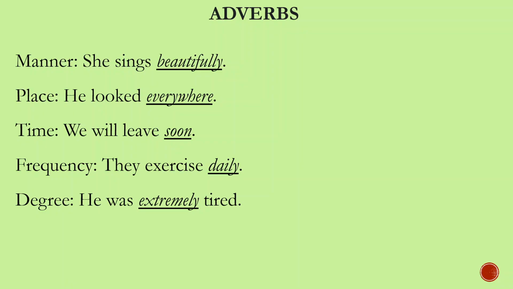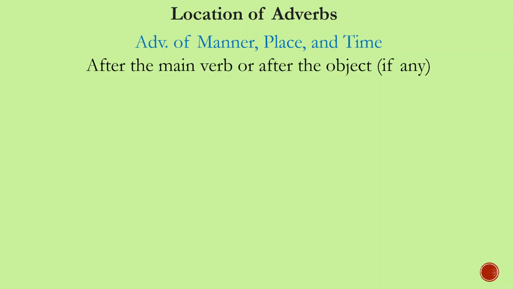Now, let's observe the location of adverbs. First, adverbs of manner, place, and time. These adverbs are usually placed after the main verb or after the object, if there is any object. Let's have a look at the following examples.